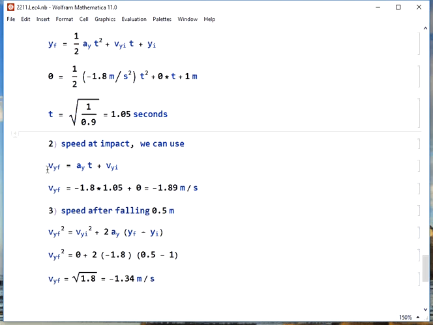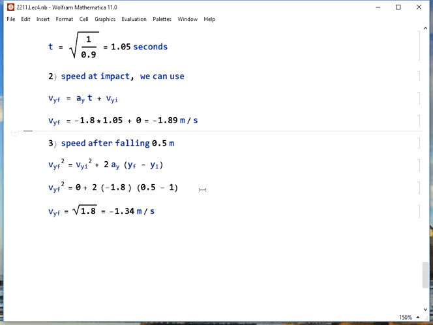The speed at impact, we can use this, and again, we don't use g, we use 1.8 meters per second squared. We get negative 1.89 meters per second. What's the speed after falling 0.5 meters? We use this kinematic equation, and we get negative 1.34 meters per second.